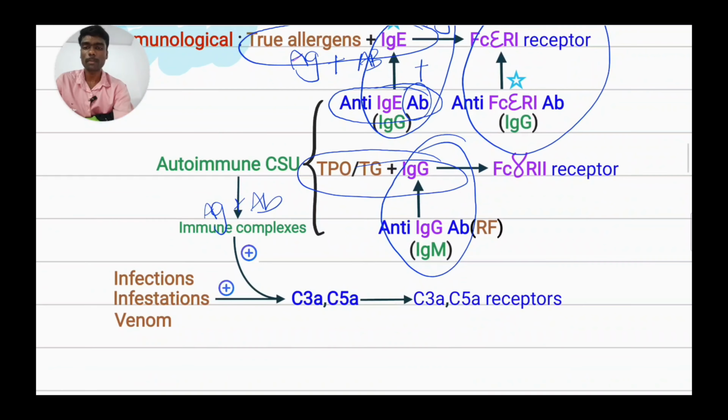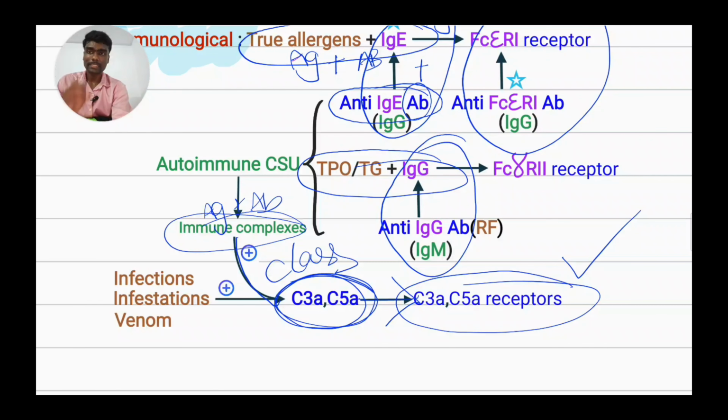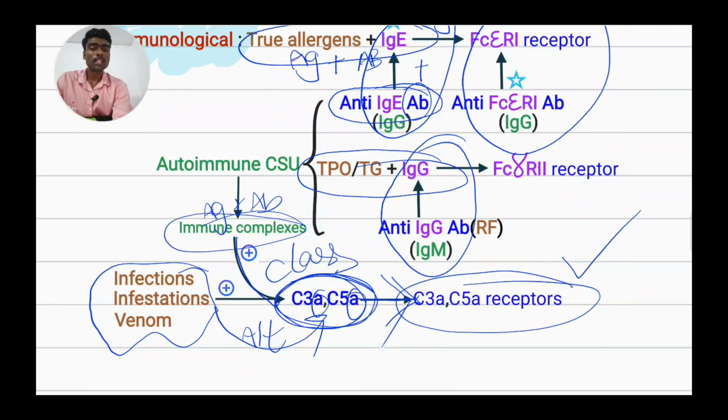All these immune complexes will activate the classical complement pathway, leading to formation of anaphylatoxins C3a and C5a, which have their own receptors on the mast cell, leading to activation of mast cells. In case of infections, infestations and venoms, sometimes they will activate the alternative complement pathway, directly forming C3a and C5a anaphylatoxins, which will activate the mast cell via their own receptors.